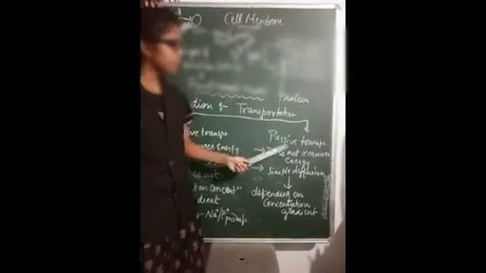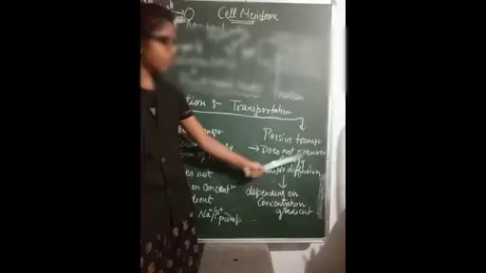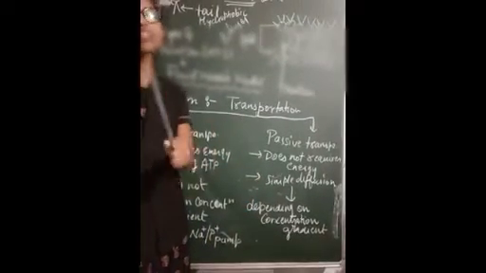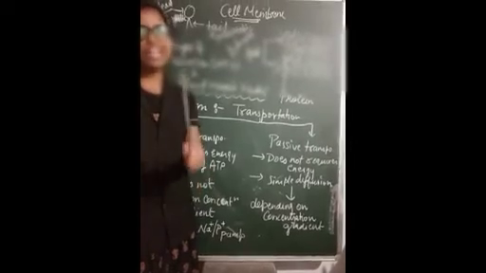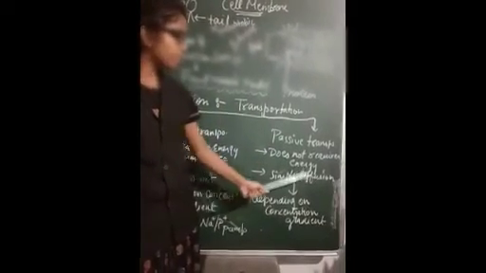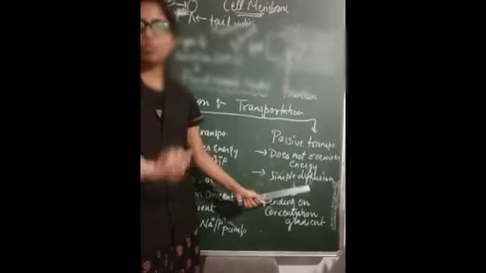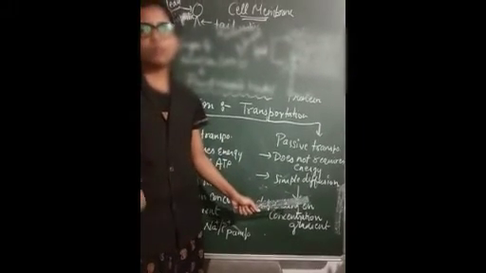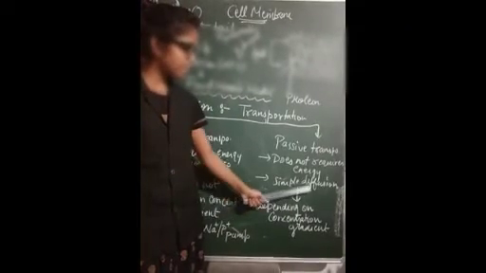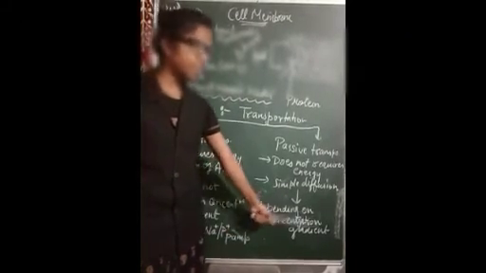Passive transportation does not require energy. Energy is not required because it depends on the concentration gradient of the molecules, substances or gases. So simple diffusion or simple osmosis takes place, which is the movement of substances from higher concentration to lower concentration, and this depends on the concentration gradient.